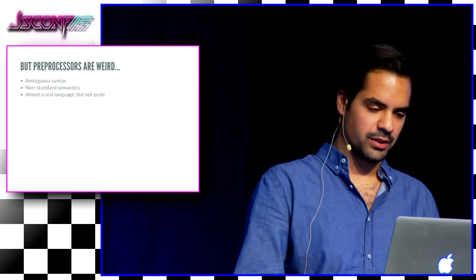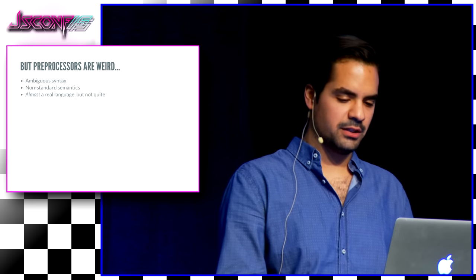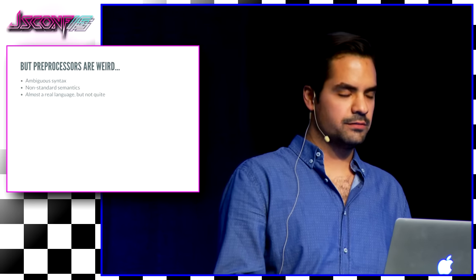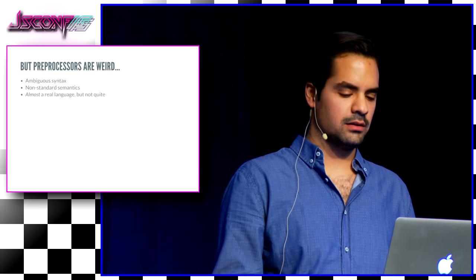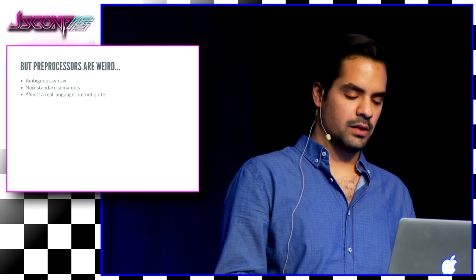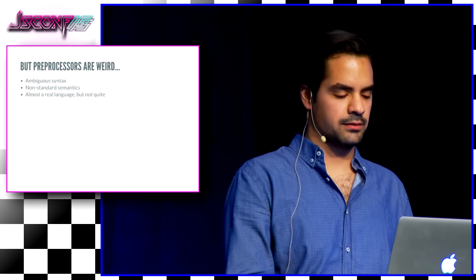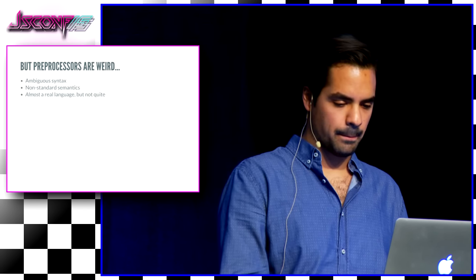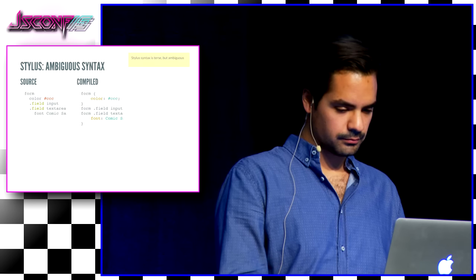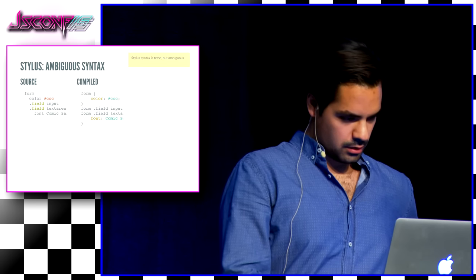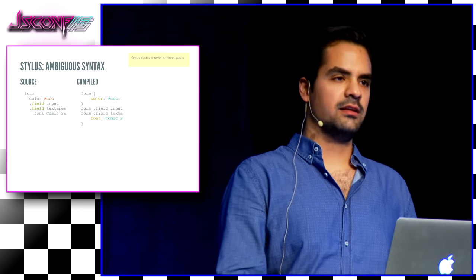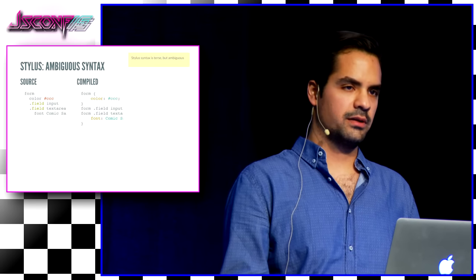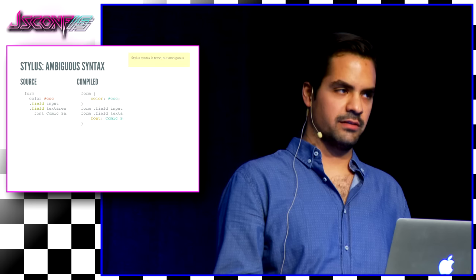But preprocessors are weird. They often have ambiguous syntax and non-standard semantics. And they give us features that look and smell like things we're used to, like functions, but then their behavior is different in unexpected ways. Let me show you a couple of examples of what I mean. Let's take a look at Stylus. For those of you who are not familiar with Stylus, Stylus has very terse syntax. Basically gets rid of things like semicolons, curly braces, colons, basically almost everything.